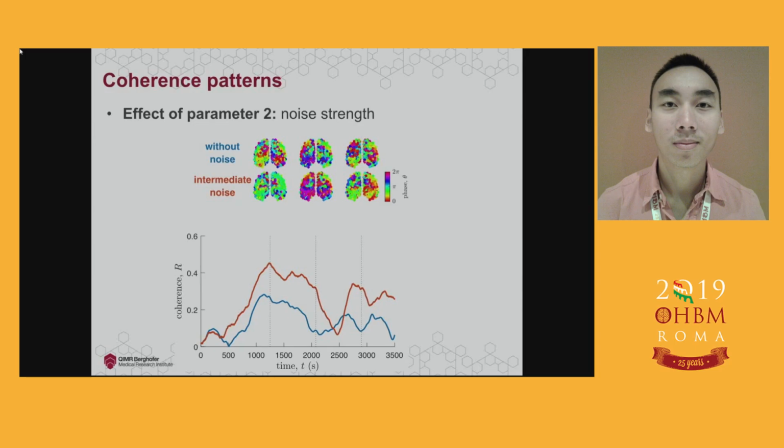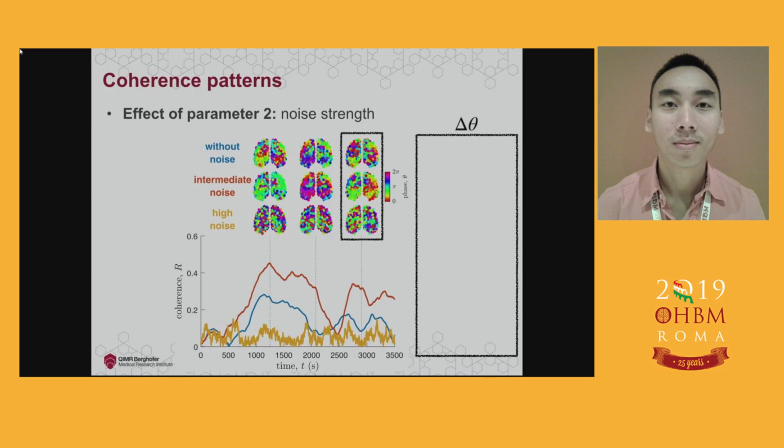The noise, the perturbation, actually increases the coherence and induces those local synchronization patterns. And if we increase the noise further, it now destroys the coherence pattern. If you look at the phase difference across the entire connectome, you see that it has a flat probability distribution function, and it changes to a Gaussian-like distribution.